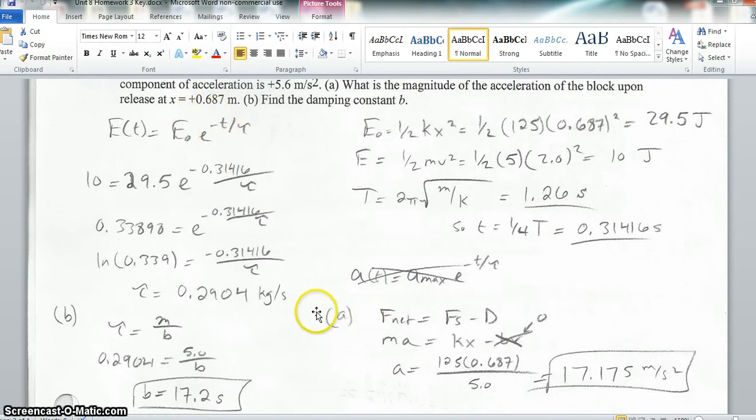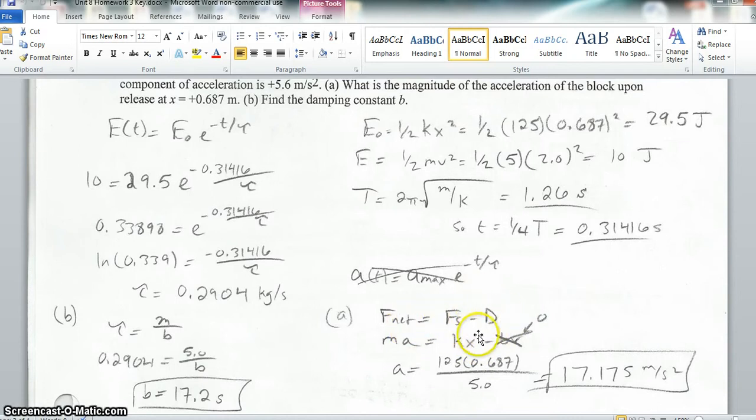And actually, if you look down here, finding that acceleration is way easier than I was trying to make it. To find the acceleration, I just need to know that the net force comes from the spring force, plus the resistive force, the drag force, if you will.